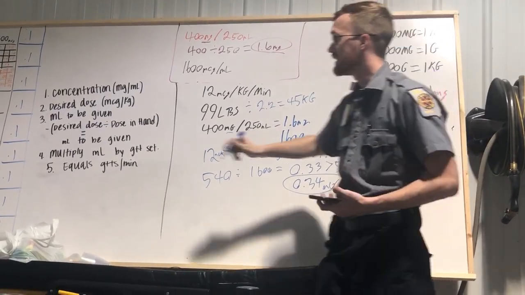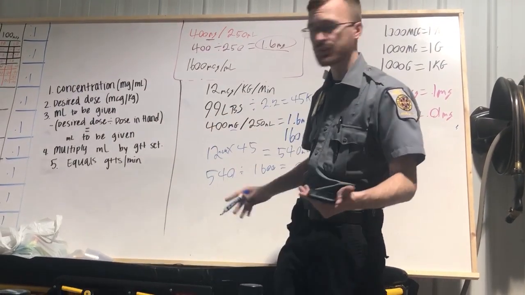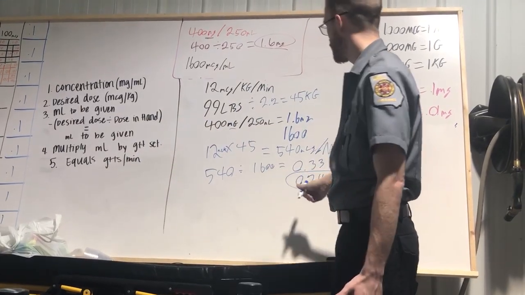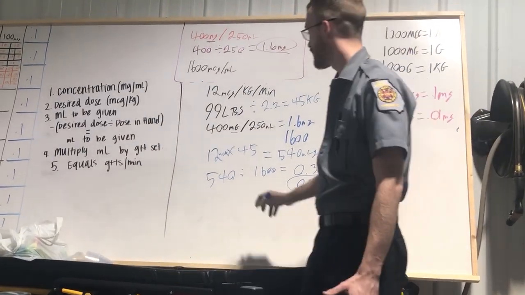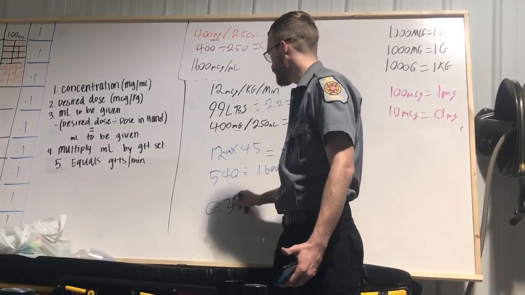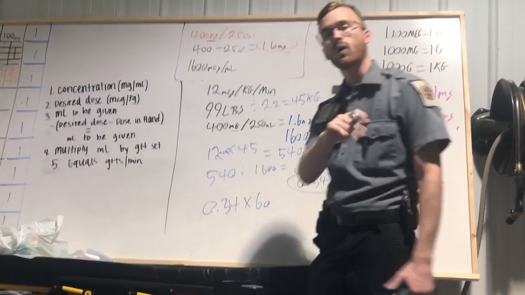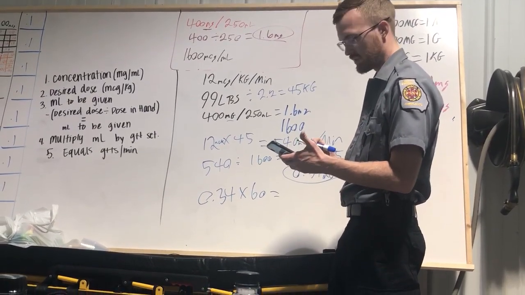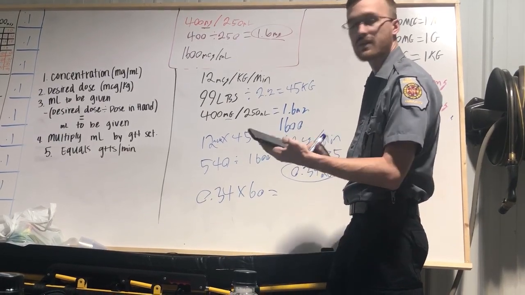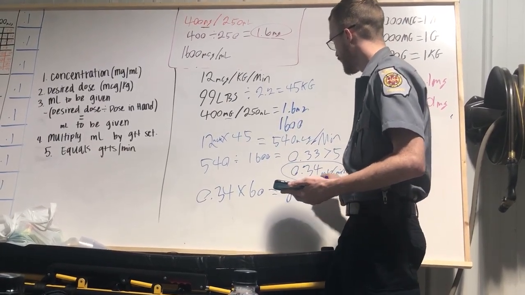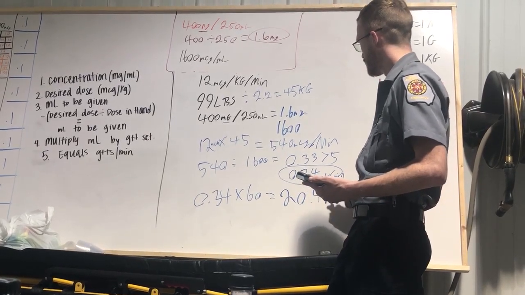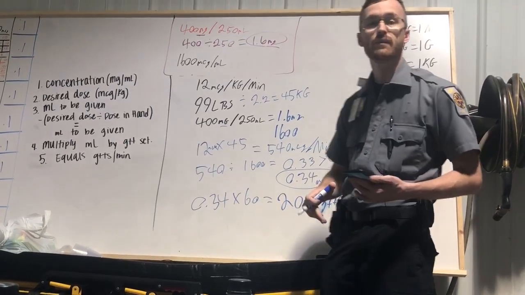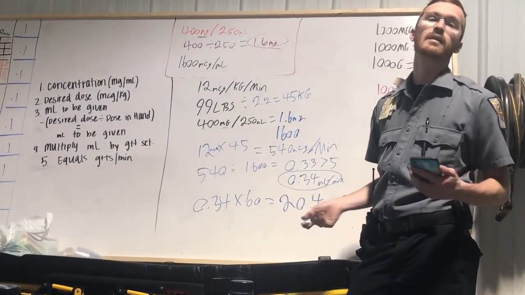Now, our next thing is, so we have our milliliters to be given. Our next step, final step, we multiply our milliliters by our drip set. So 0.34, that's our milliliters. So I'm going to go 0.34 times 60. We're always working with the 60 drip set, and that is going to equal 20.4 drops per minute. So we can say 20 drops per minute is what we're going to be working with.